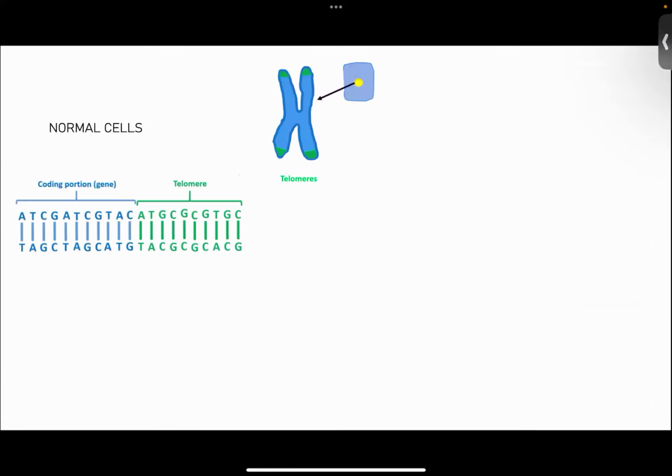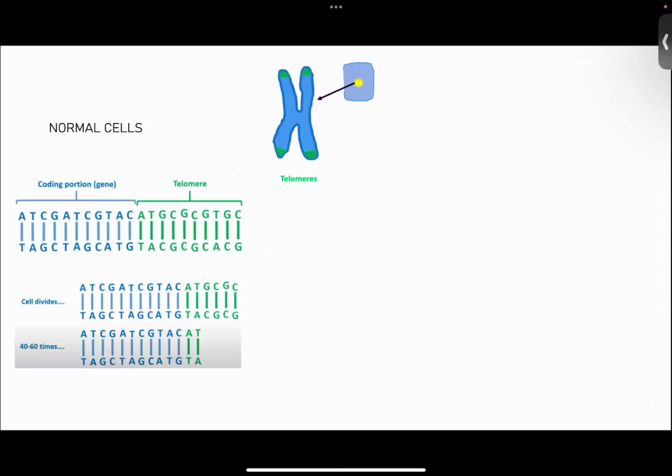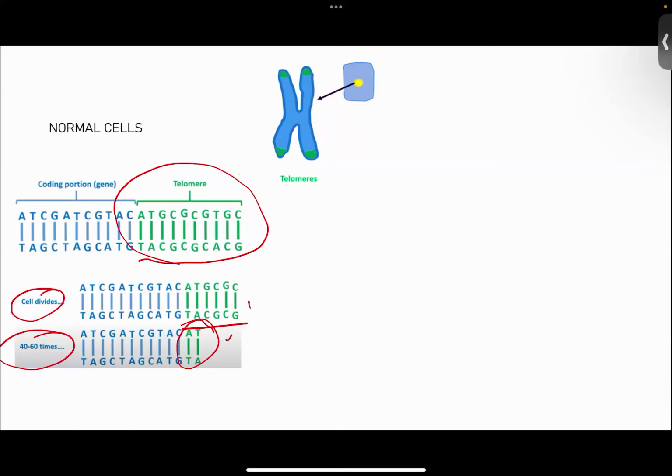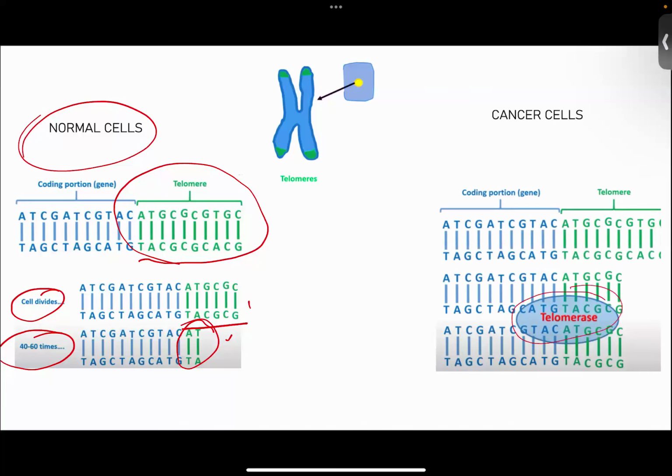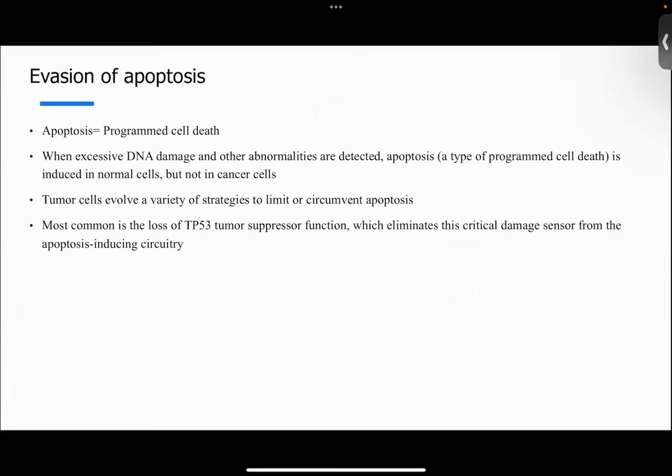Okay, next. This is what I was saying about the telomerase. This is also one of the hallmarks of cancer. I told you there is a shortening of the telomeres. Again, the DNAs, you can see how it happens. The shortening happens, right? The cell divides 40 to 60 times and then shortening happens. This is in normal cells. But what happens in cancer cells? Because of telomerase, the numbers are the same. There is no telomere shortening. This is about telomere shortening.